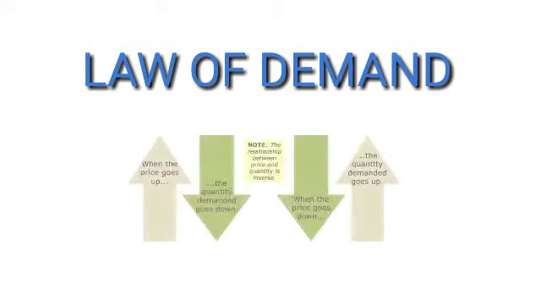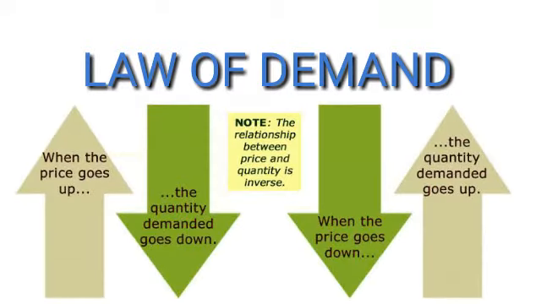The first thing to understand about demand is the law of demand, which says that there's an inverse relationship between price and quantity demanded. That means when the price goes down for rice, the quantity demanded for it increases. While if the price goes up for rice, then the quantity demanded for it decreases.